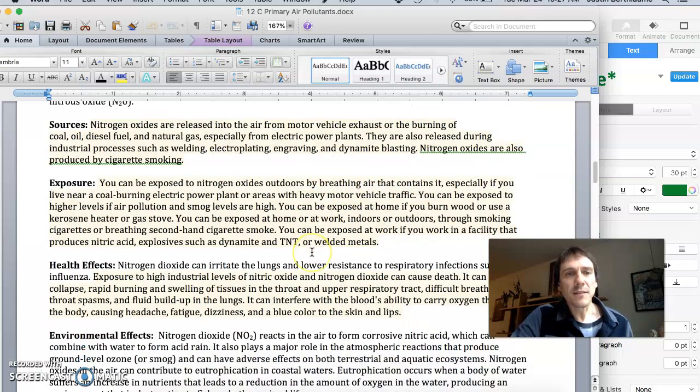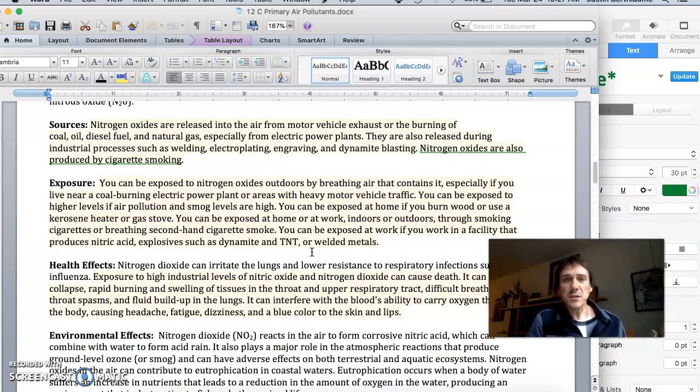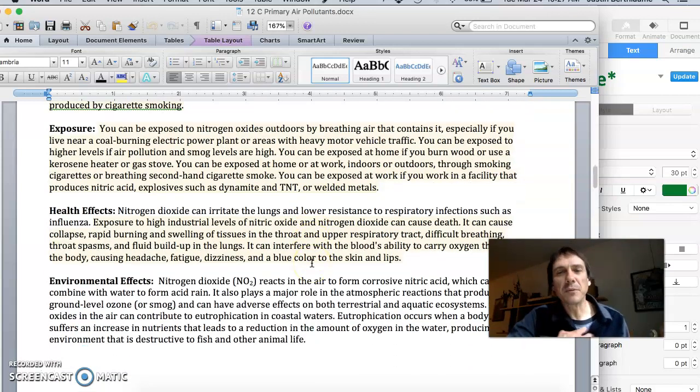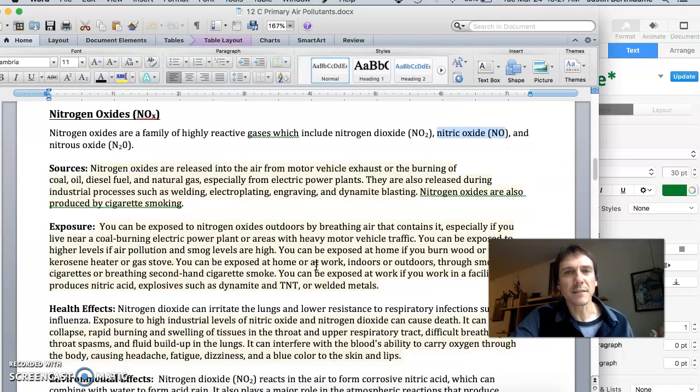Okay, and you can go through and see how you get exposed to it and the health effects. Major exposure is motor vehicle traffic and coal-fired power plants. Those are the big ones. And of course, for all you smokers out there, smoking. Okay, health effects, again, is respiratory. All of these you're going to see similar. All of these air pollutants, they get into the lungs by breathing in. So you're going to have a lot of respiratory issues. And you also get headaches and fatigue and weird stuff like that. So review that, nitrogen oxides.